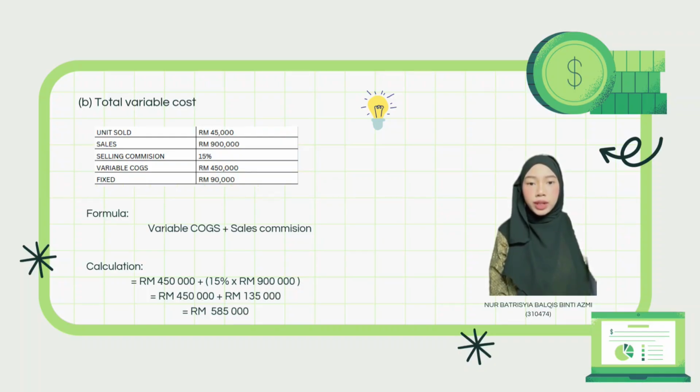Step 1, we calculate the sales commissions. That is 50% of our 900,000 sales, which equals 135,000. Step 2, we add that commission to our variable COGS of 450,000. The calculation is 450,000 plus 135,000. This brings our total variable cost to 585,000.